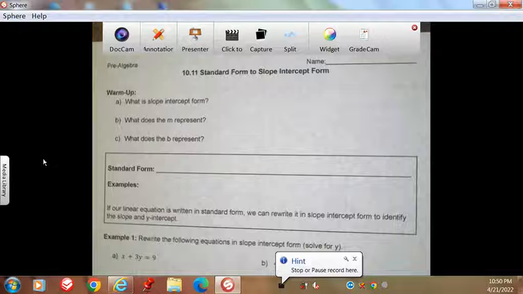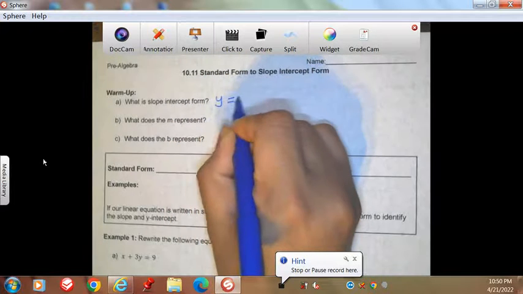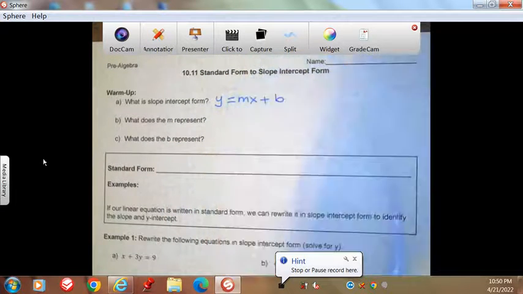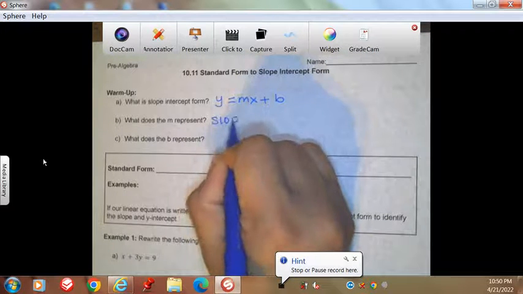So we start off with now, just a recap. We've done a lot of different forms so far. The first one that we learned about was slope-intercept form. That's y equals mx plus b. Okay, then it says, well, what does the m represent? What does the b represent? So m, remember, was slope, and the b is the y-intercept.